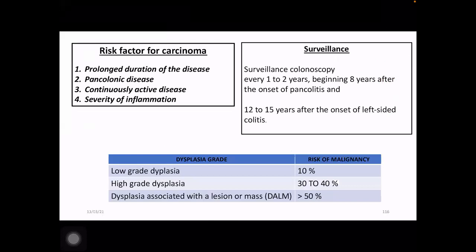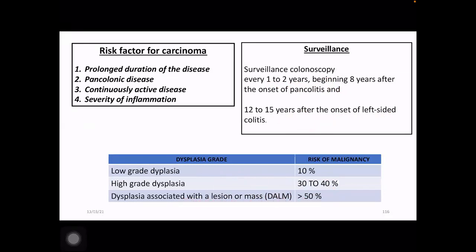So what is the risk factor for carcinoma in a patient with ulcerative colitis? As I said before, it's a prolonged duration, pancolitis, continuously active disease, and severe inflammation. What is surveillance colonoscopy? As I said before, for pancolitis, every 1 to 2 years, starting 12 to 15 years after the onset of ulcerative colitis. And for dysplasia, low grade, 10% risk; high grade, 30 to 40% risk of malignancy. For DALM, more than 50% risk of malignancy. It's all given in Sabiston.